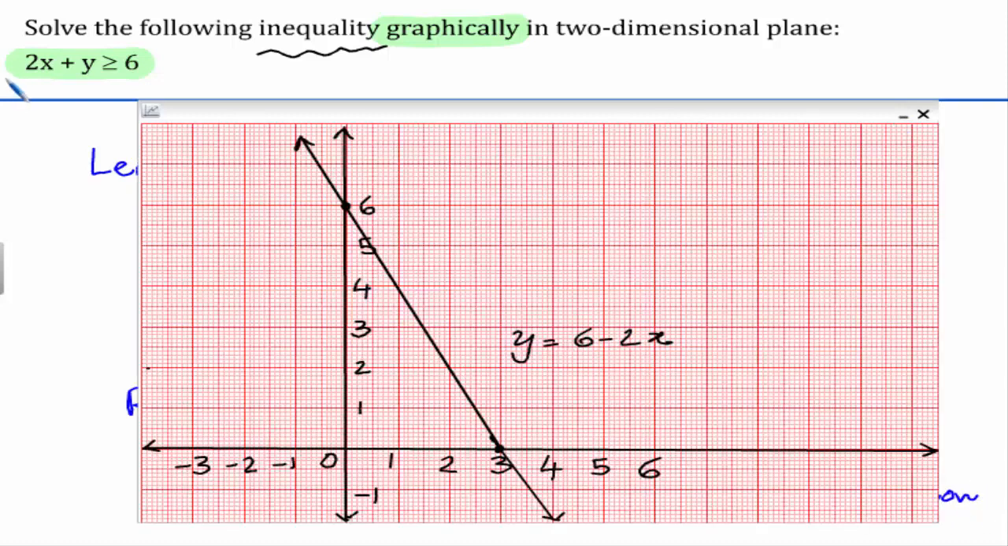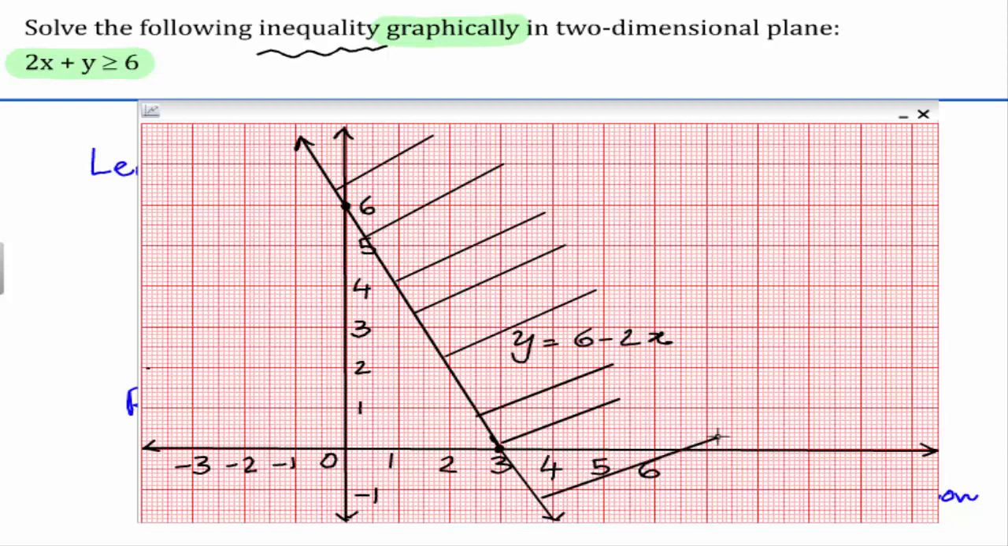Let us draw the lines. Here you can just draw the arrows to denote the region where all the solutions are available. So that means towards this side, all the points are the solutions of the given inequality. So let us mention the inequality here: 2x plus y greater than or equal to 6.